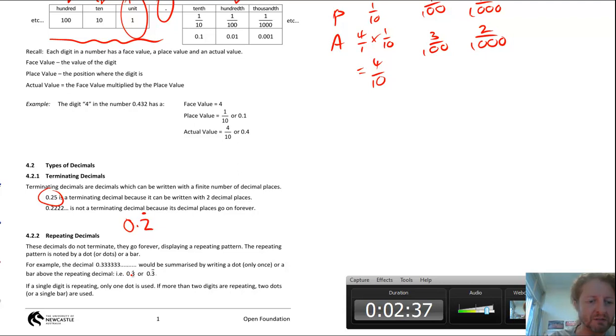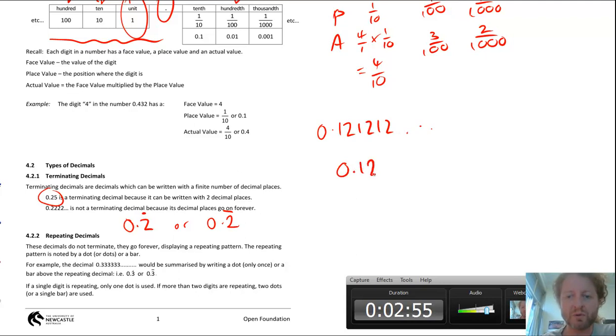Same as 0.3 repeater is 0.3 with a dot. You can also have a line on top. Okay, in Australia it's more the dot, but the line means the same thing. And notice we'll have other examples like 0.121212. That can go on forever. We write that as 0.12 with a dot over both of them, or with a line over both numbers that repeat.